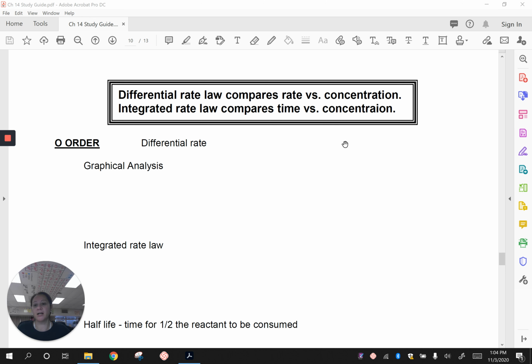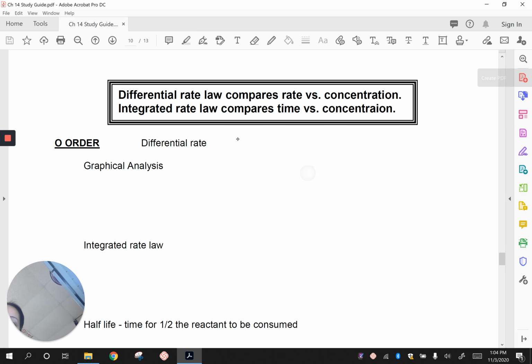So today we're going to put together all the information we know about zero, first, and second order together, so that you have a summary of the different orders. Zero order, remember, means that your rate is independent of the concentration. So if you double the concentration, rate remains the same. Triple the concentration, rate remains the same.